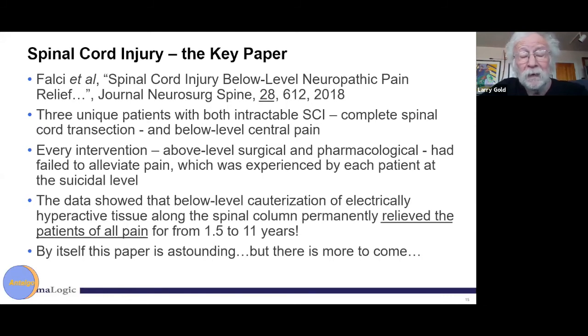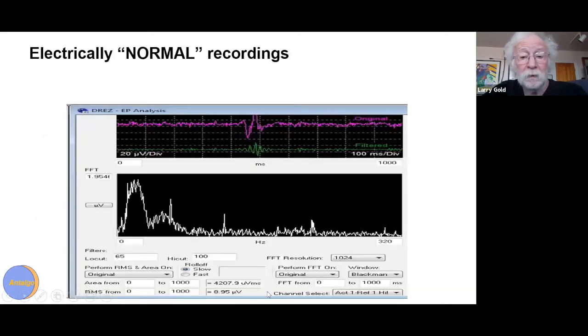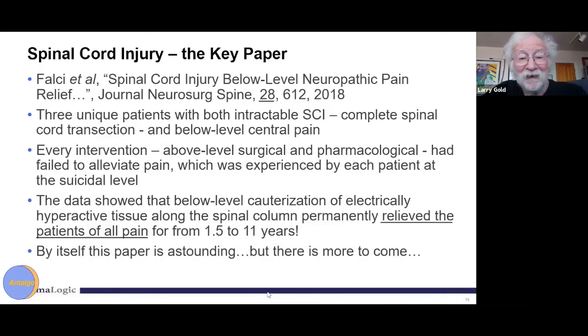And he was asked to help all these patients, and he found 3 unique patients, as it says in the second bullet, who had intractable pain, spinal cord injuries, SCI, and they had had complete spinal cord transections from their accident. But I'll get there.